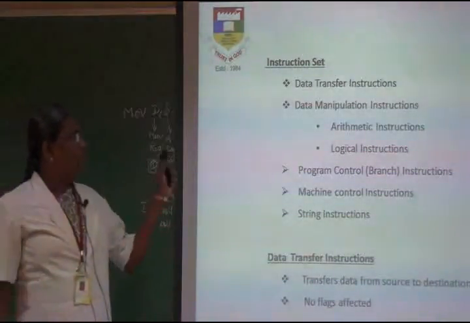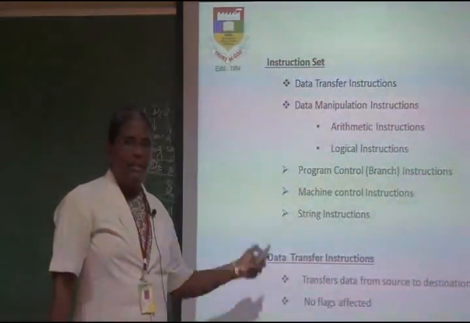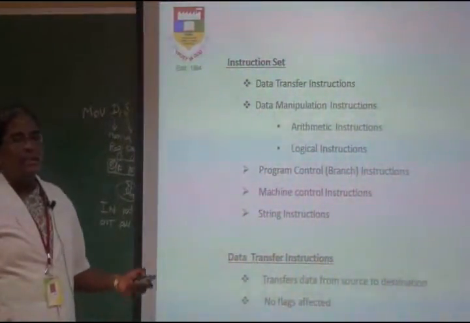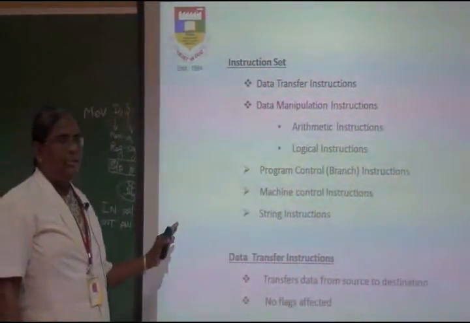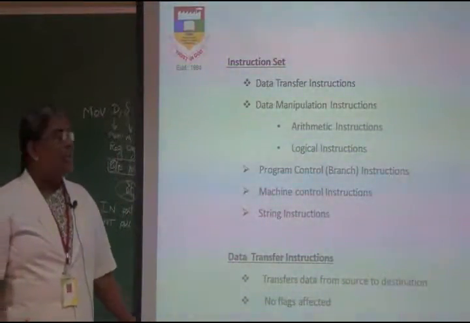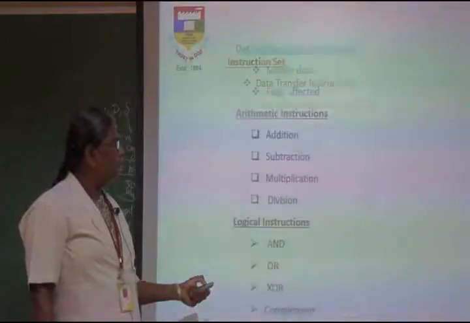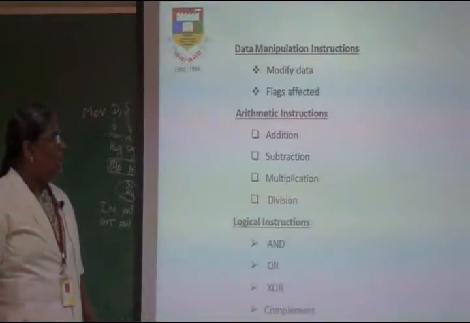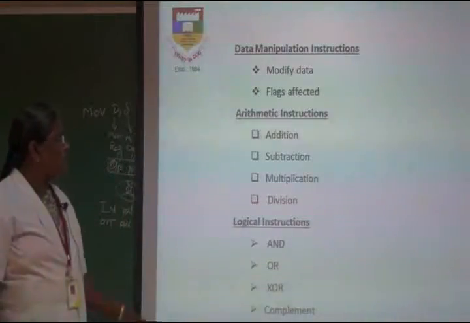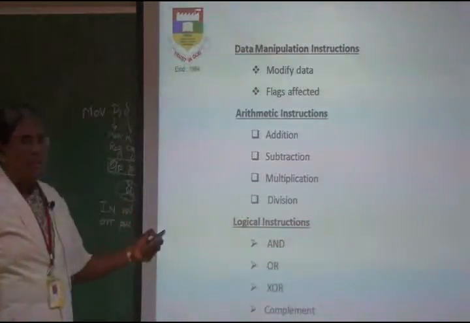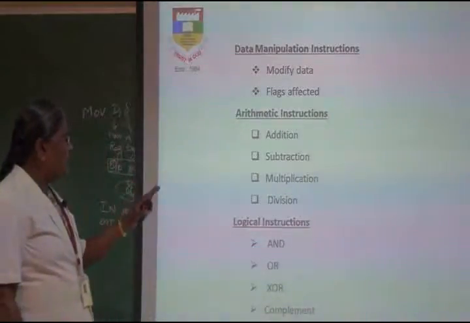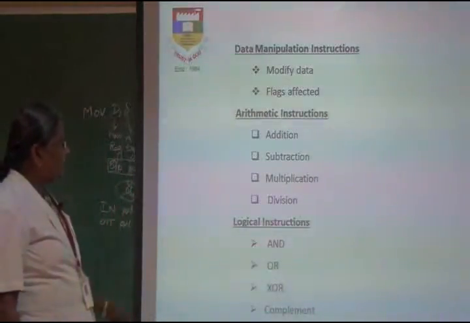The next type of instruction is data manipulation instructions. Data manipulation instructions are again subdivided into arithmetic instructions and logical instructions. The arithmetic instructions performed by the 8086 processor are addition, subtraction, multiplication and division. Then we will see the operations one by one. First one is addition.